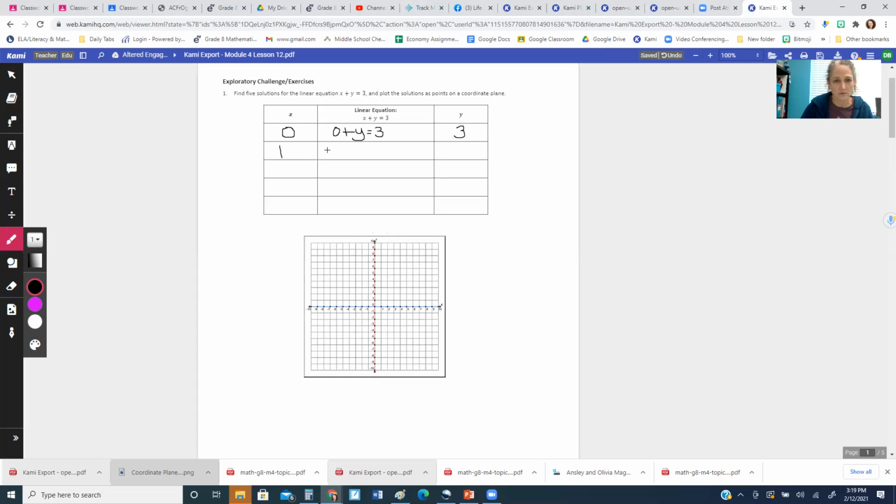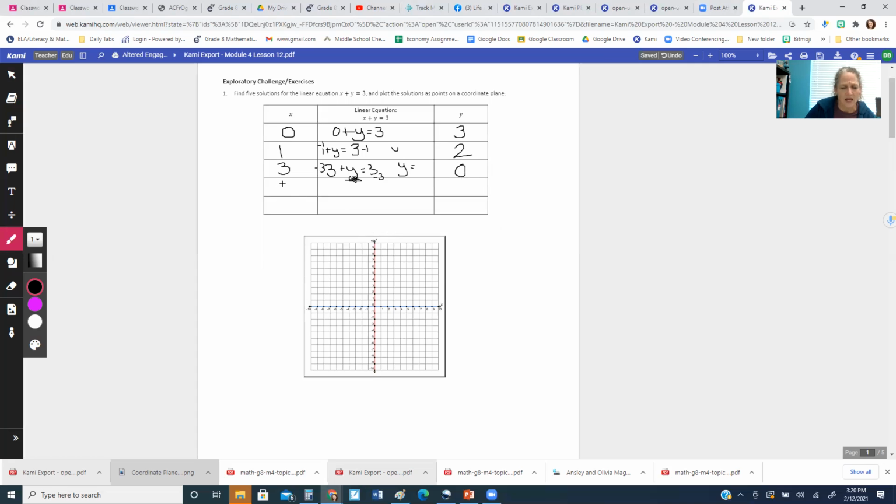What if x is 1? I have 1 plus y equals 3. I'm going to subtract 1 from both sides, y equals 2. Okay. What if x equals 3? So we have 3 plus y equals 3. I'm going to subtract 3 from both sides. Oh, subtracting from the same side. Don't do that. That's a bad thing. So y equals, well, 3 minus 3 is 0. So y equals 0.